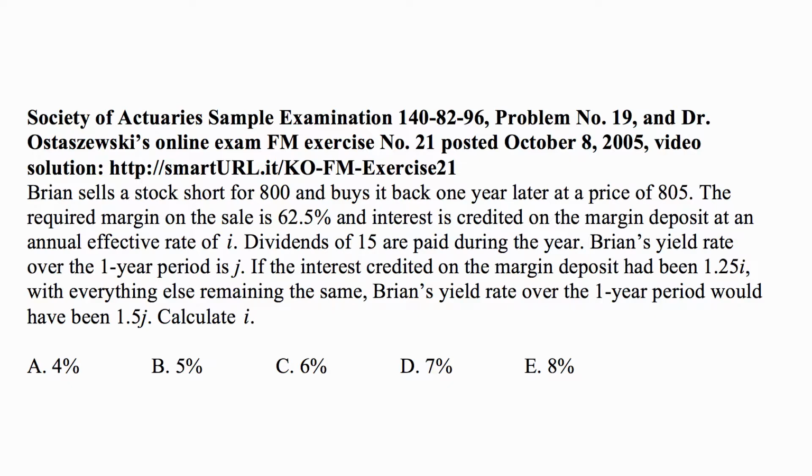Here's a problem from today, for June 5th, 2018, and it used to be my exercise number 21 for Exam FM, Financial Mathematics. Brian sells a stock short for $800 and buys it back 1 year later at a price of $805. The required margin on the sale is 62.5%, and interest is credited on the margin deposit at an annual effective rate of I. Dividends of 15 are paid during the year. Brian's yield rate over a 1 year period is J. If the interest credited on the margin deposit had been 1.25 I, with everything else remaining the same, Brian's yield rate over the 1 year period would have been 1.5 J. Calculate I.